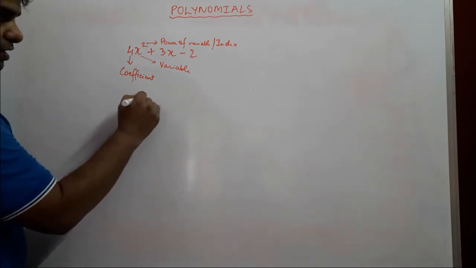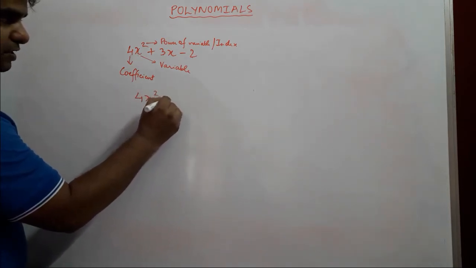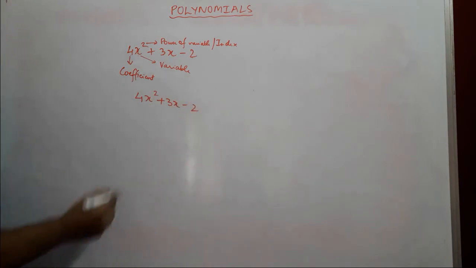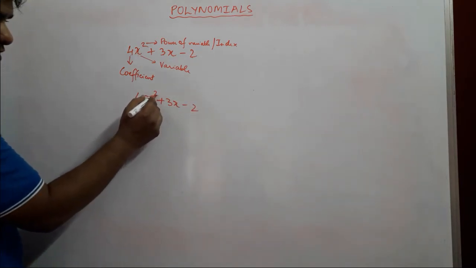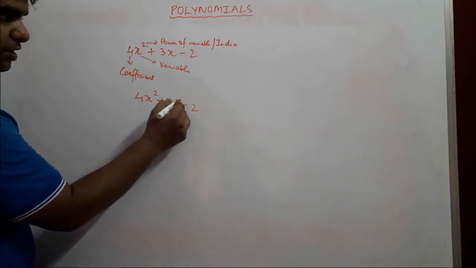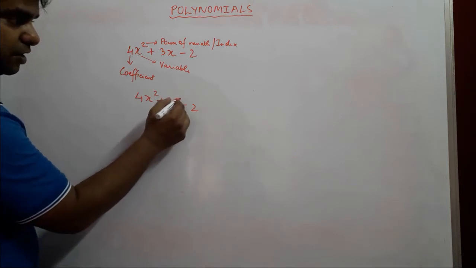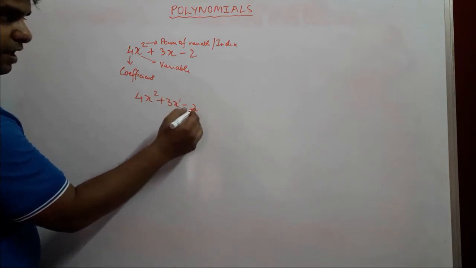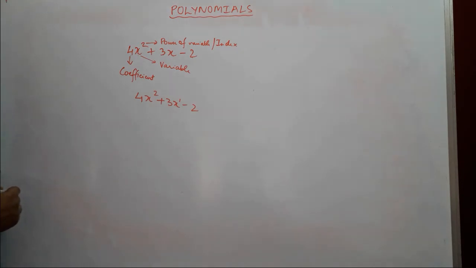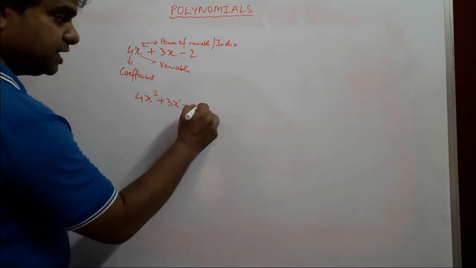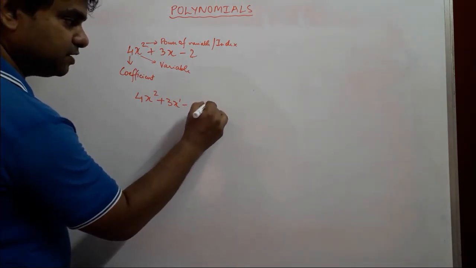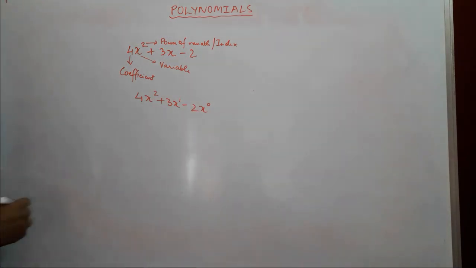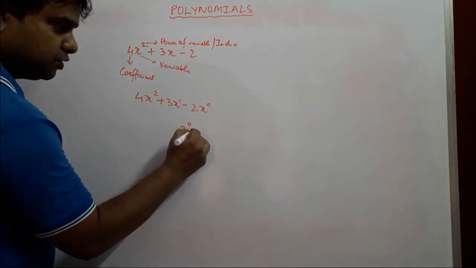It begins with 4x square plus 3x minus 2. So the power of x over here is 2, power of x over here is 1. So when it is not mentioned, it is 1. And what about here? There is no x over here. No, there is an x, but that x has a degree of 0. X raised to 0 is equal to 1.